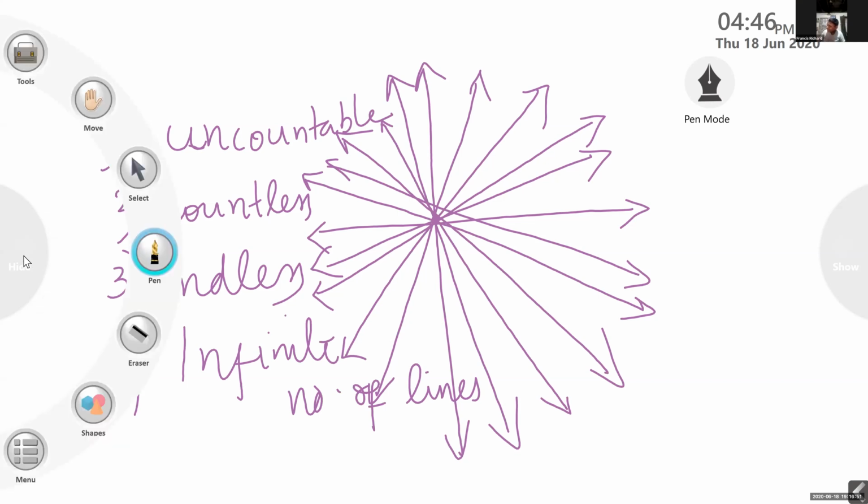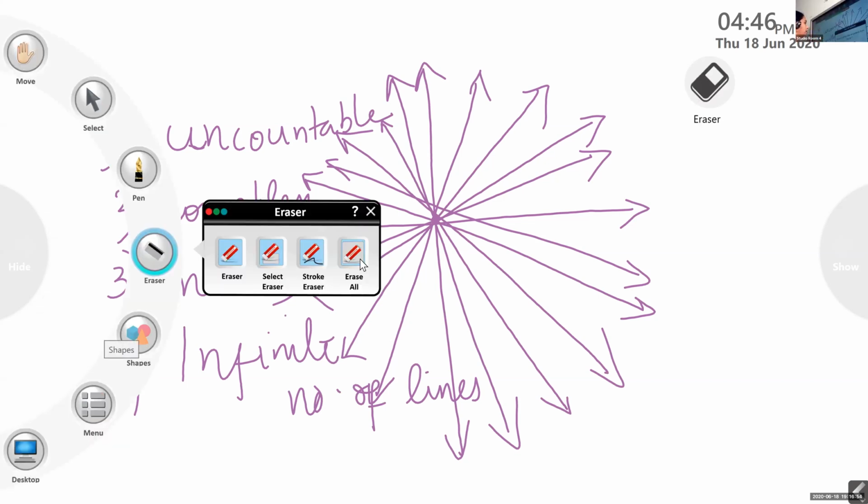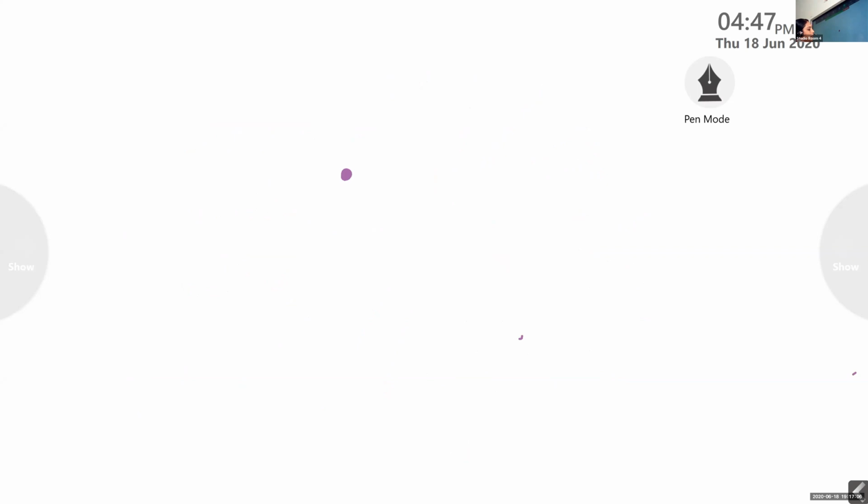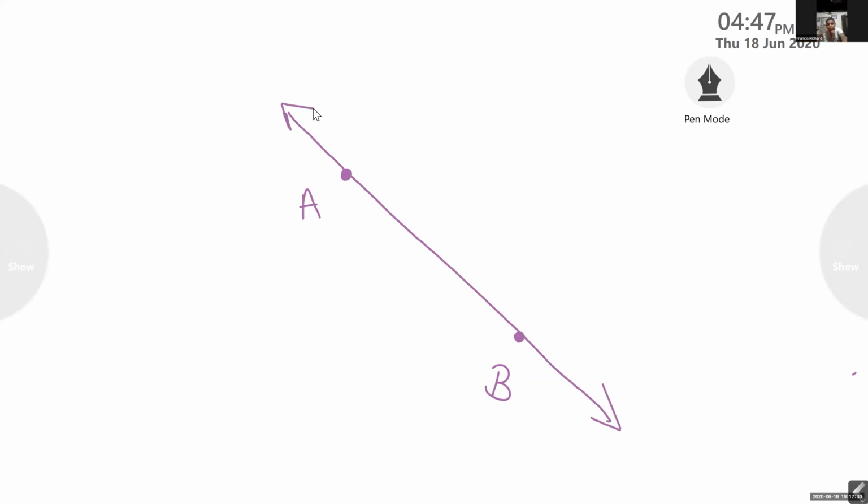Now, there is one more part for this question. There are 2 points, A and B. How many lines can pass through these 2 points? One line. Only one line. Connecting these 2 points, there is only one line.